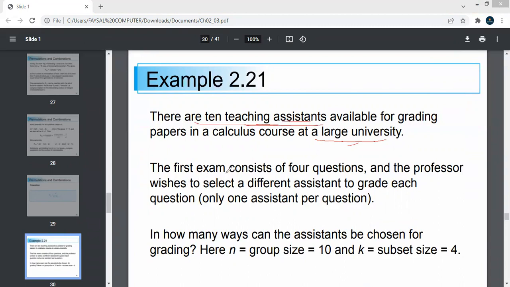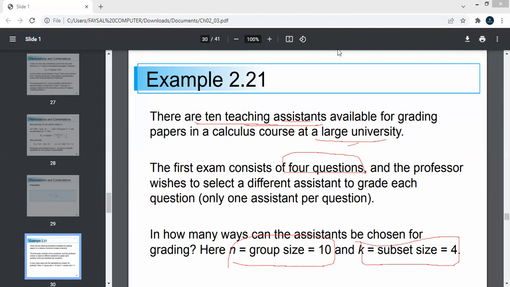The first exam consists of 4 questions, and the professor wishes to select a different assistant to grade each question. In how many ways can the assistants be chosen for grading? Here n equals group size equals 10 and k equals subset size equals 4.